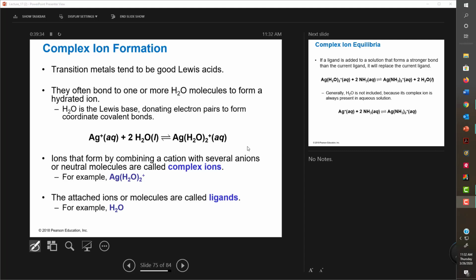So here we see silver ion reacts with water and forms a silver water complex. And that silver water complex is soluble in water. So we call these water molecules attached to the metal ion a ligand. So just know the term ligand. Ligand is a substance, ion or molecule attached to that metal ion.